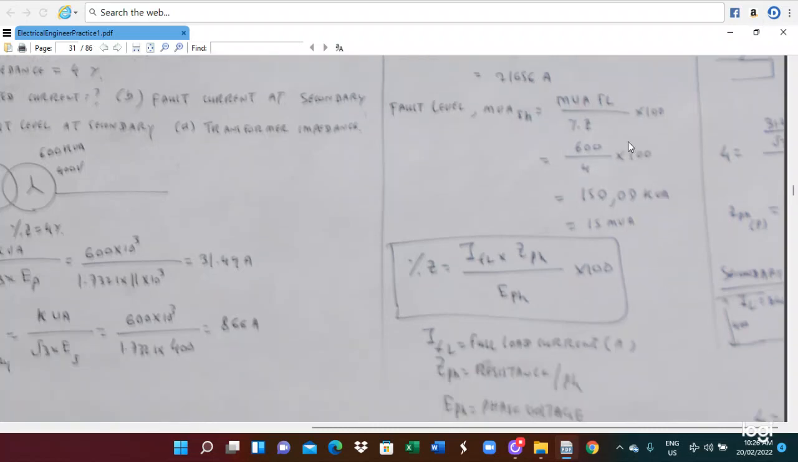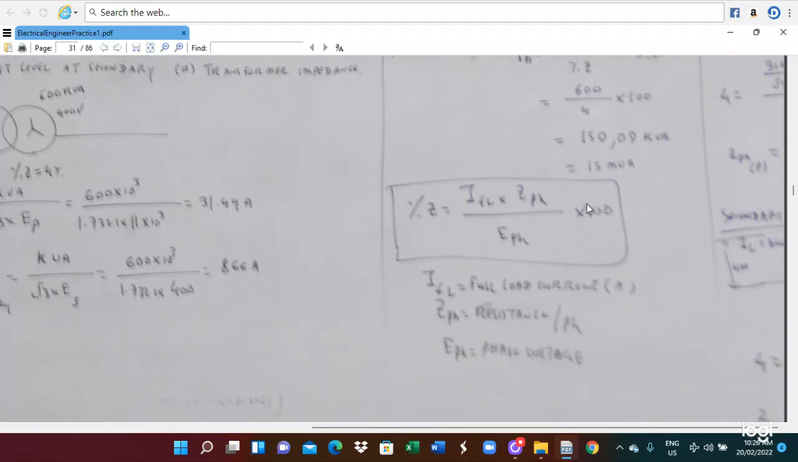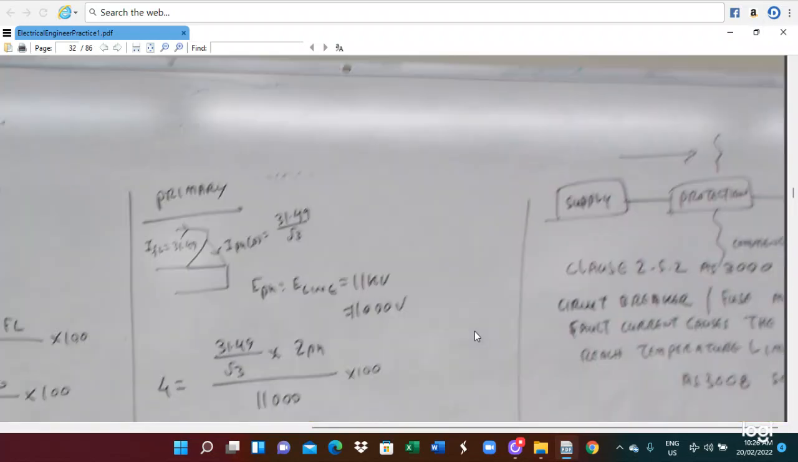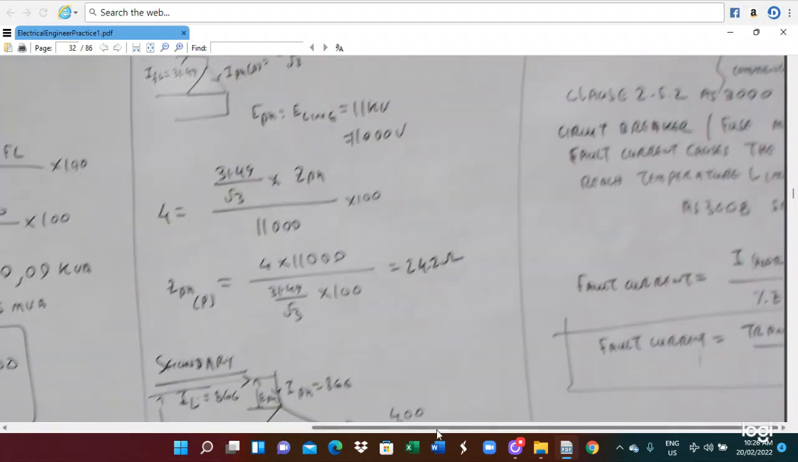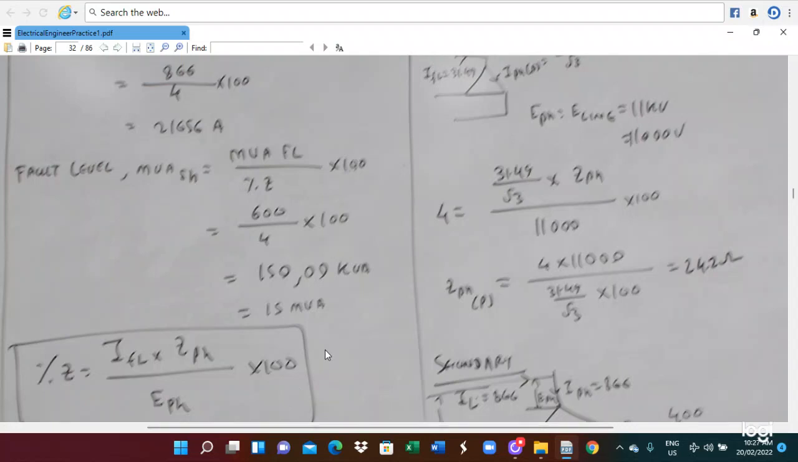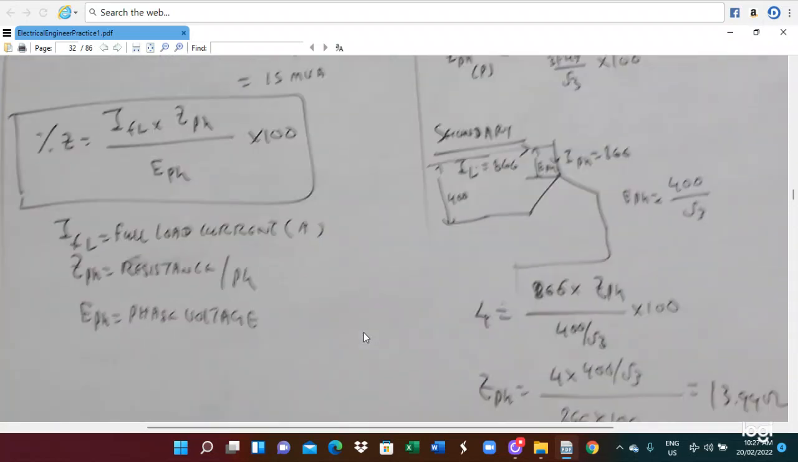Then we also have to calculate the percentage impedance equation. The percentage Z is equal to the full load current multiplied by the phase impedance, divided by the phase voltage, multiplied by 100. In this case, IFL is the full load current, ZPH is the impedance per phase, and EPH is the phase voltage. So we substitute those factors in this equation so we can calculate the impedance.